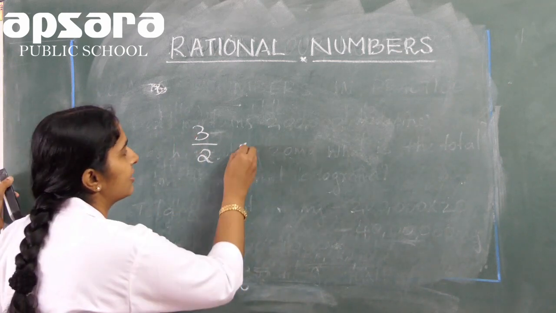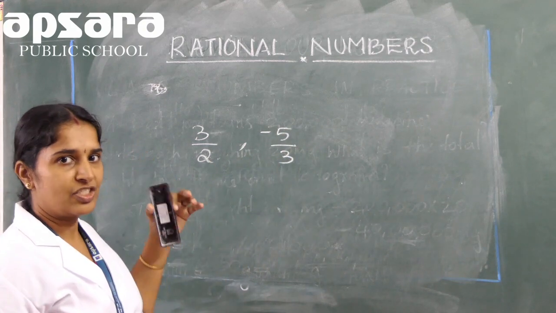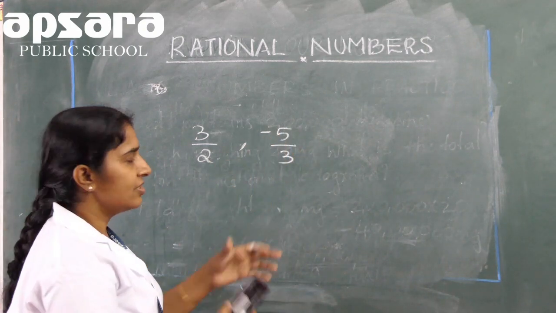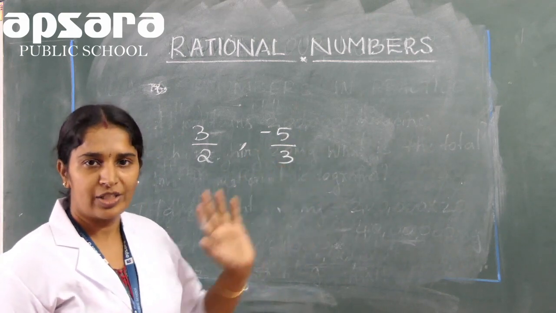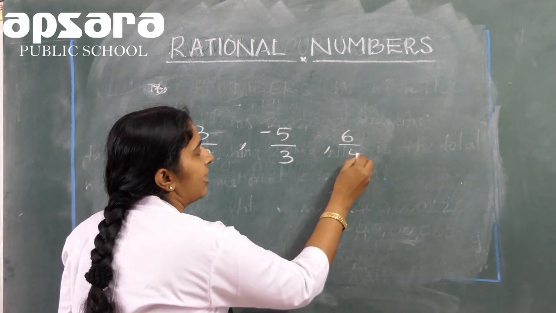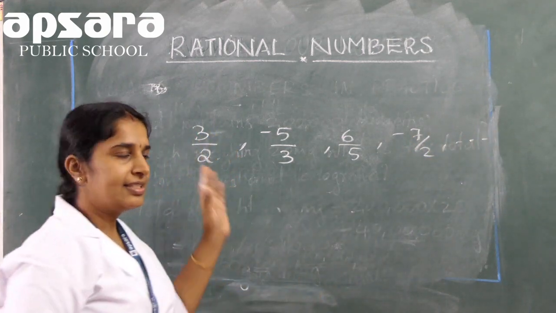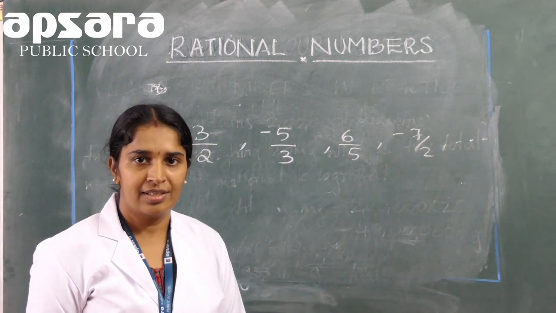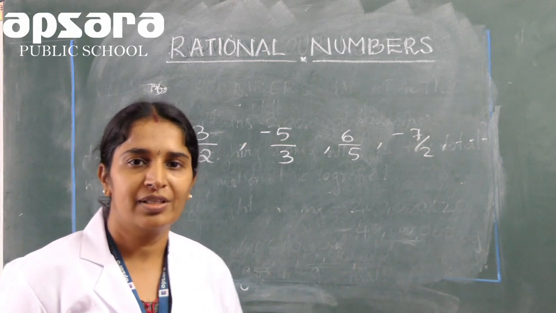We can write some more examples. Minus 5 by 3 is a rational number. Minus 5 is an integer and 3 is also an integer, and the denominator is not equal to 0. Some more examples: 6 by 5, minus 7 by 2, etc. These are rational numbers.